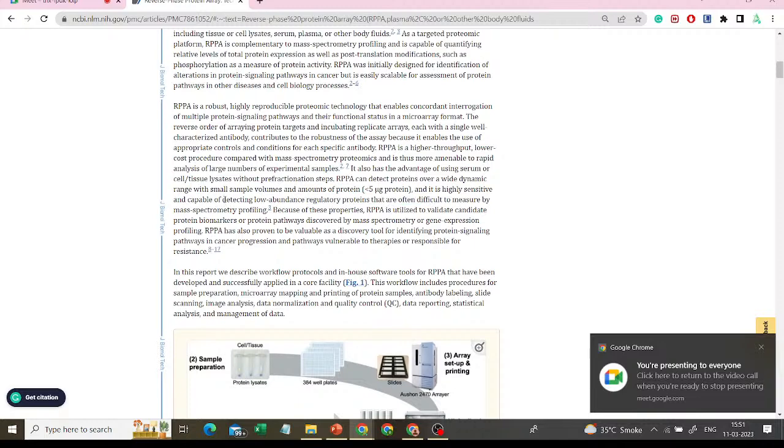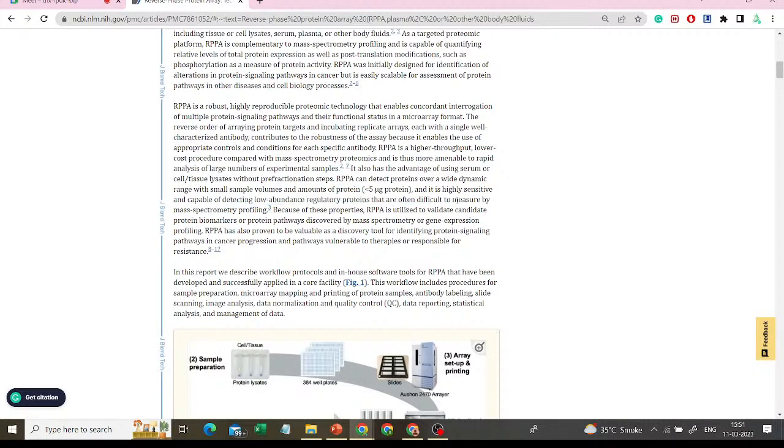Measured by mass spectrometry. So here you can see that they have written that detecting low abundance regulatory proteins is difficult to measure by mass spectrometry profiling. Because of these properties, RPPA is utilized to validate candidate protein biomarkers or protein pathways discovered by mass spectrometry or gene expression profiling. So RPPA is utilized to validate your candidate protein biomarkers. Whatever protein biomarkers you have got or have identified in the pathways using mass spectrometry based approaches, you can validate those using RPPA.